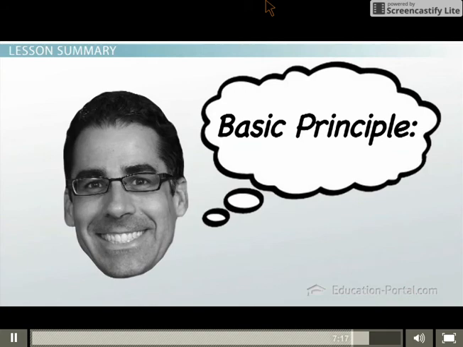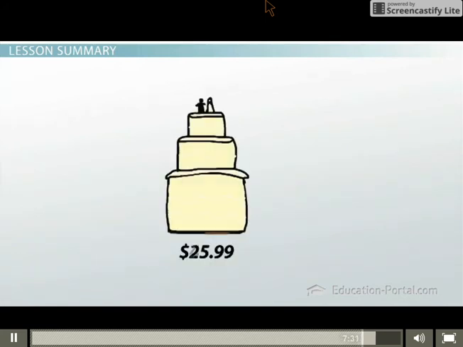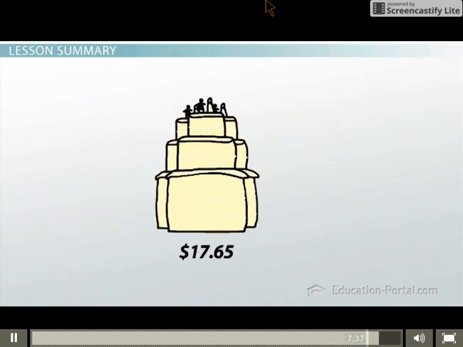To summarize what we've talked about in this lesson, the nature of supply in almost any market is as follows. The greater the price of a good or service is, the greater the quantity that will be supplied. If the price of a good or service goes up, the supply for it will also go up. And if the price goes down, the supply of it will decrease.